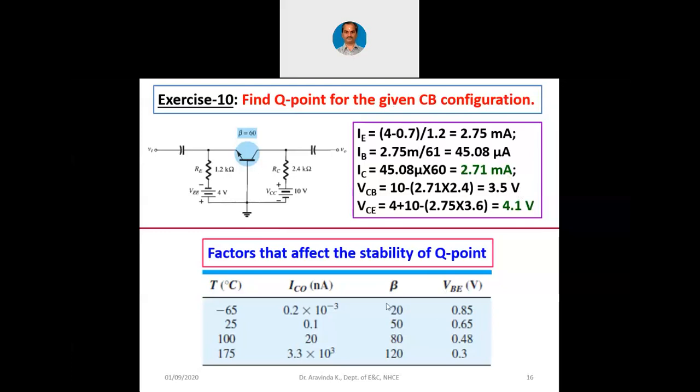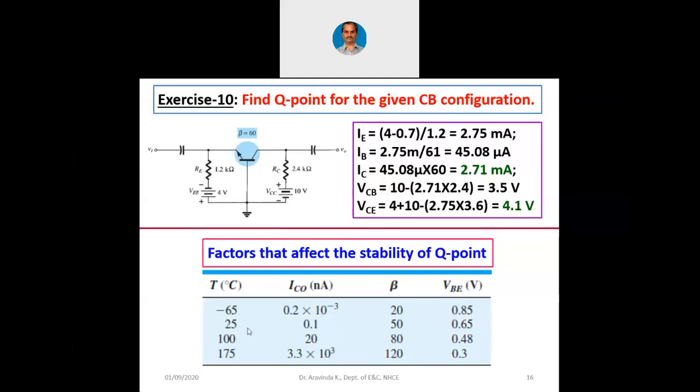So now you can admire the voltage divider bias circuitry itself, that we can work with that particular circuitry independent of beta, because beta changes with temperature. Not only beta, even VBE changes with temperature. You can see this here. At minus 65 degrees centigrade, VBE is 0.85 volts for the transistor which you are seeing on the screen now.